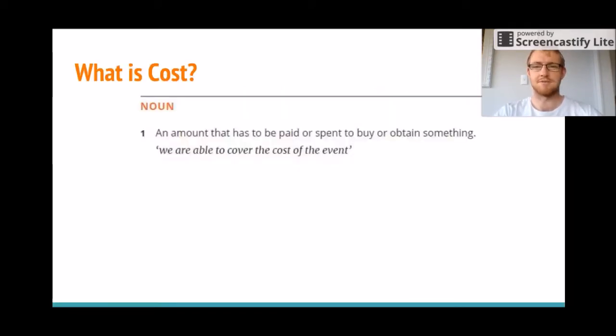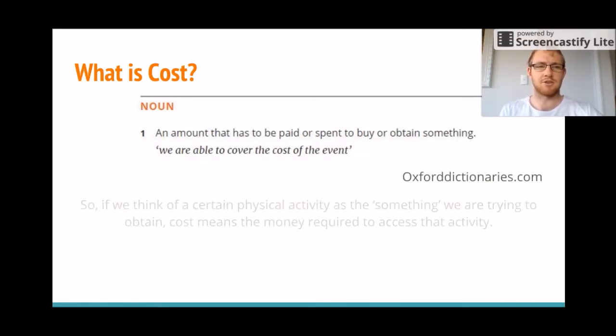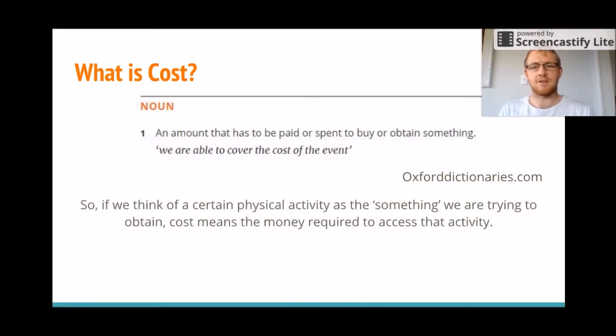Now I've got a dictionary definition here. Cost is the amount that has to be paid or spent to buy or obtain something. That's from oxforddictionaries.com. So if we think of a certain physical activity as the something in that definition, physical activity is the thing we are trying to buy or obtain, then cost means the money required to access that activity.